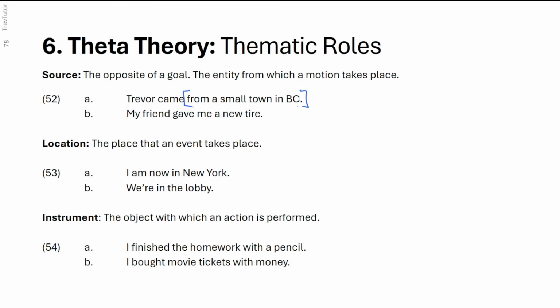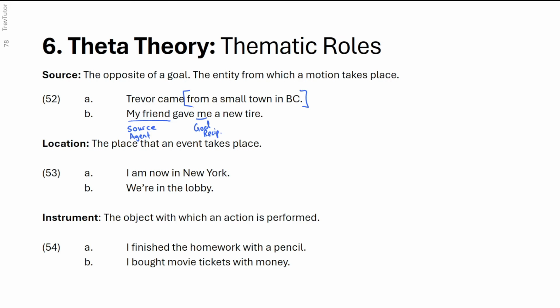In the case of my friend gave me a new tire, my friend in this case is the person that is providing the new tire. So it's coming from your friend and it's going to me. So either the goal or the recipient in this case, however you want to look at it. My friend could also be an agent in this case because my friend is the one actively doing the action of giving. So sometimes you can infer that a DP might have more than one potential thematic role. It's just about choosing which is the best one to assign it given a certain context.